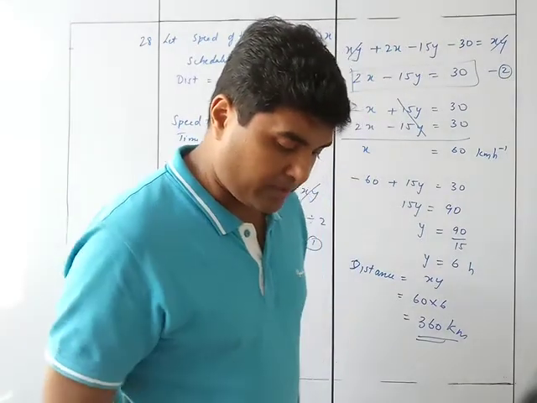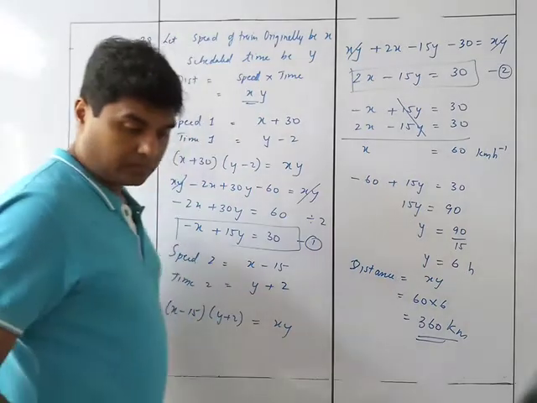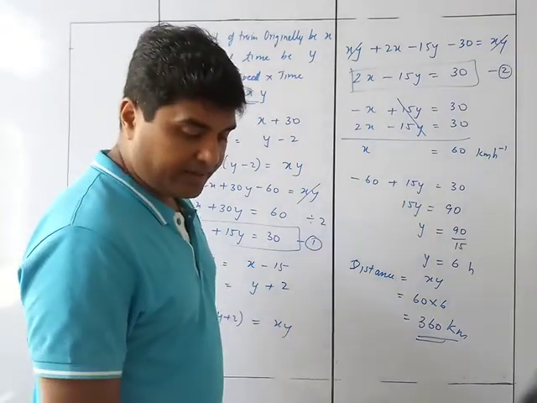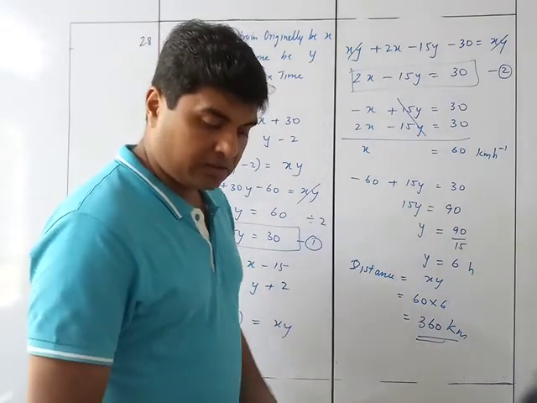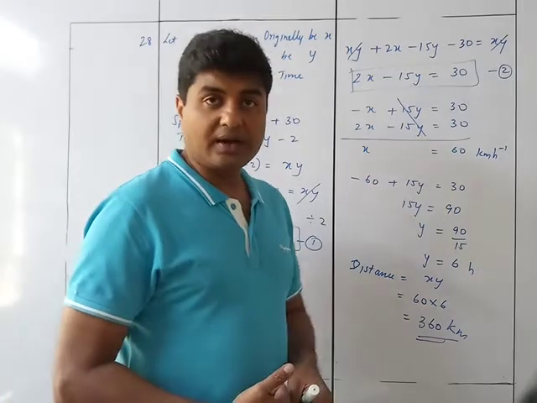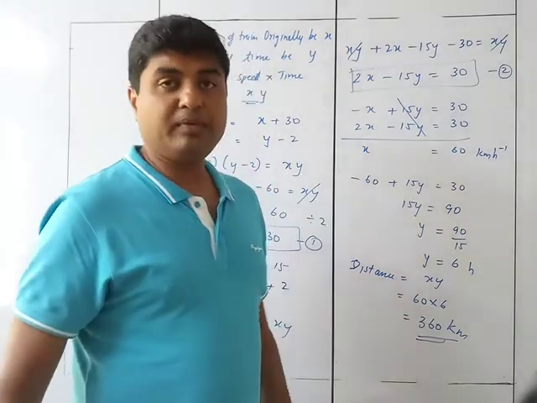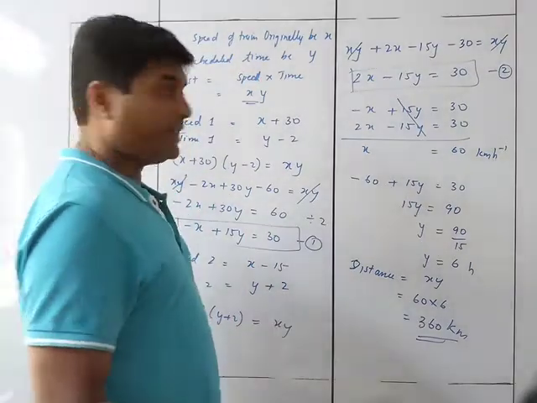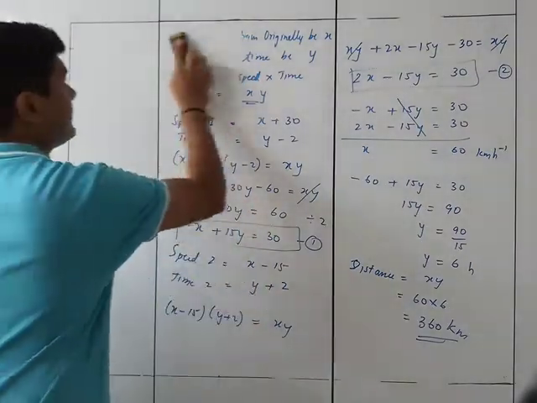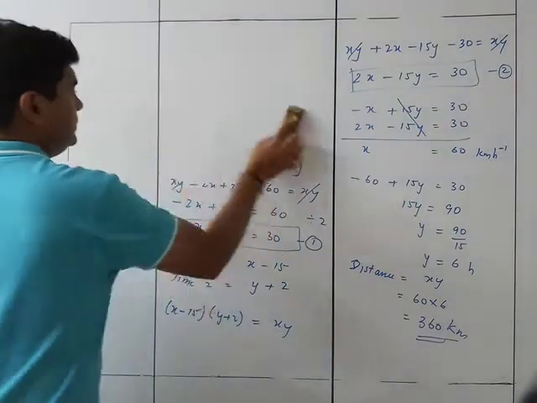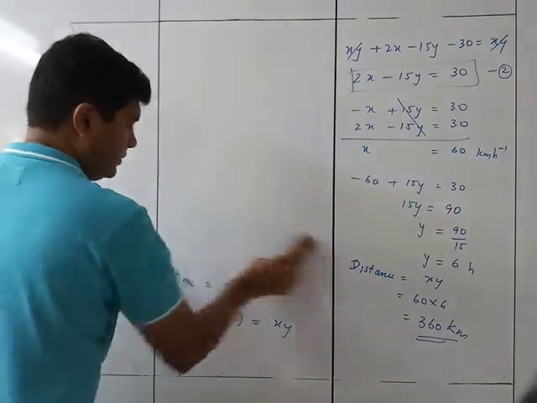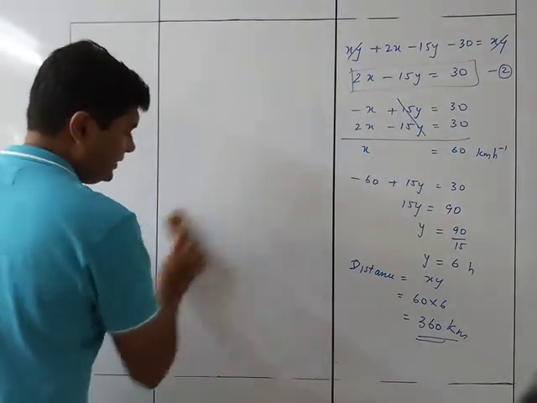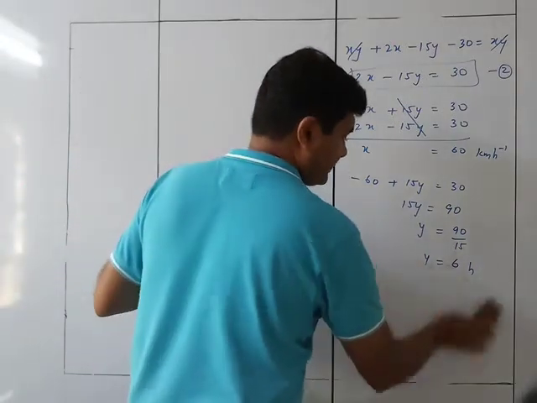Now we move to sum number 30. Sum number 30 is based on the boat sailing with the current, that is upstream, downstream. So let's understand the concept of upstream, downstream, and then we'll continue with the sum. The first thing over here is, okay, let me read the sum and then we'll start.